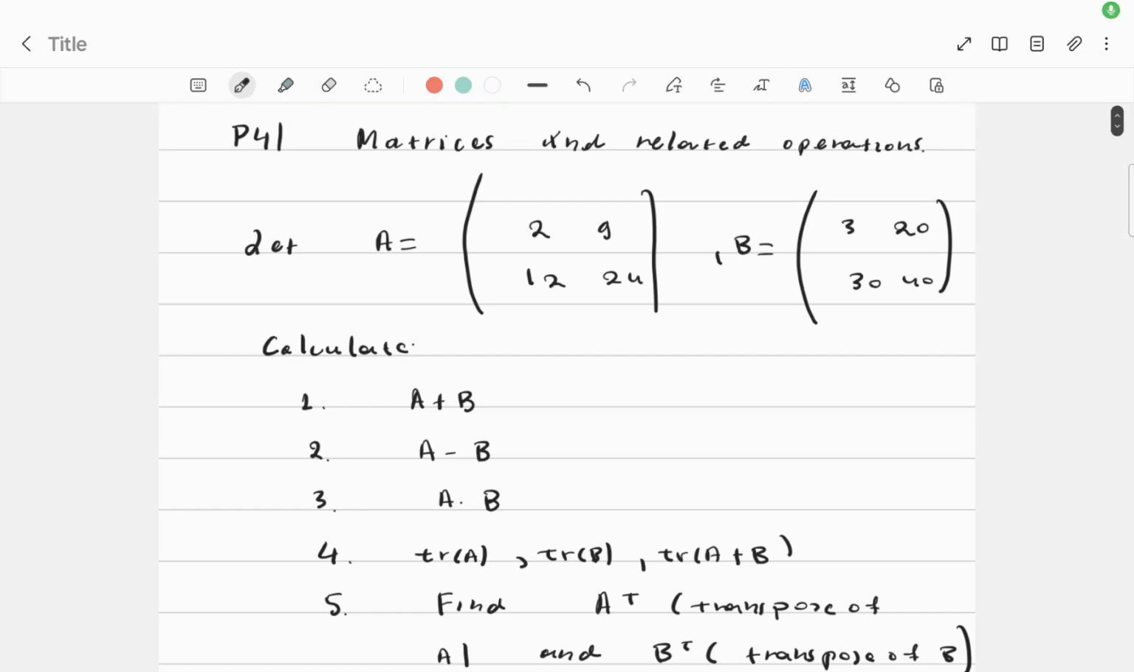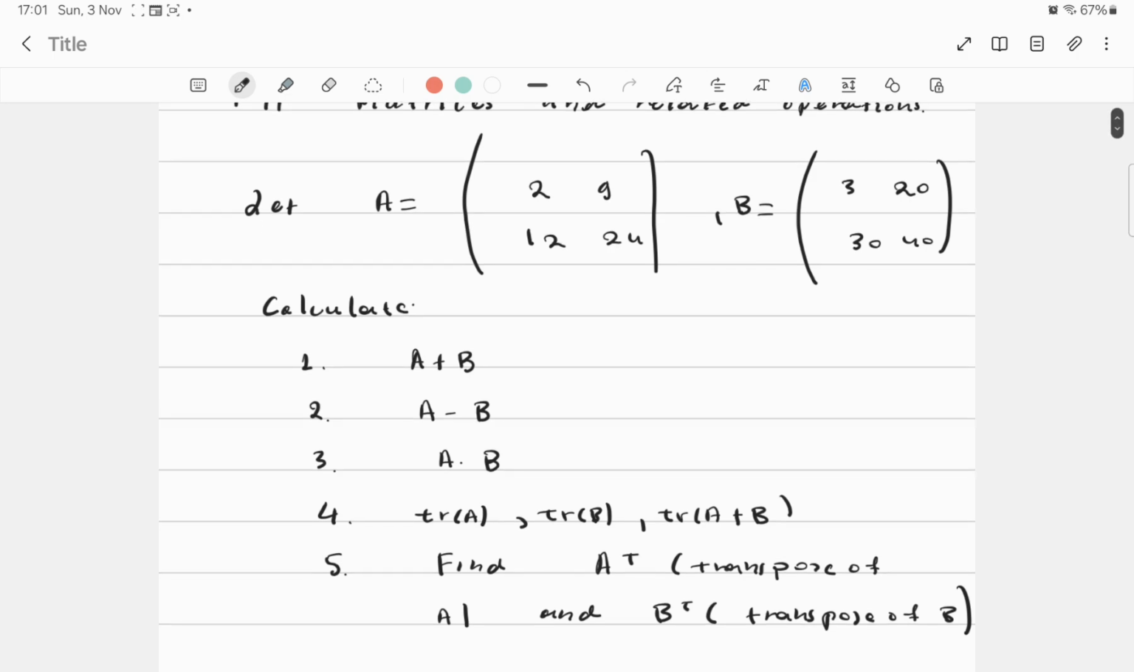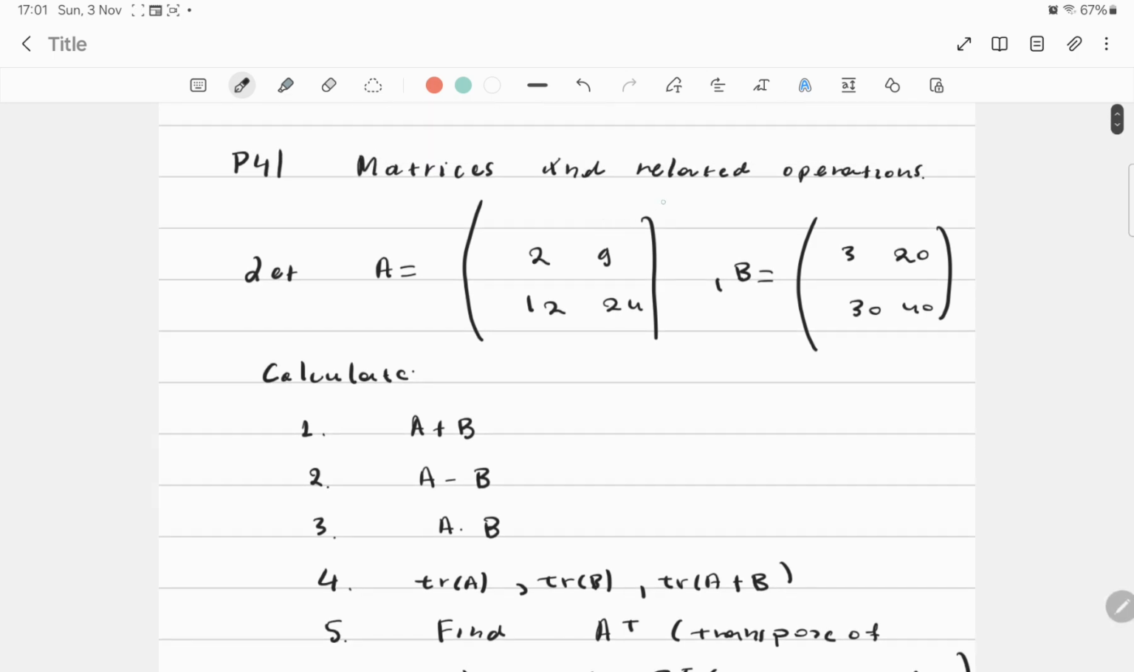In this video we have a look at matrices and related operations between matrices. We have this matrix A here. This is a 2 by 2 matrix. 2 corresponds to the number of rows and this 2 corresponds to the number of columns. And also this is a 2 by 2, 2 rows and 2 columns.